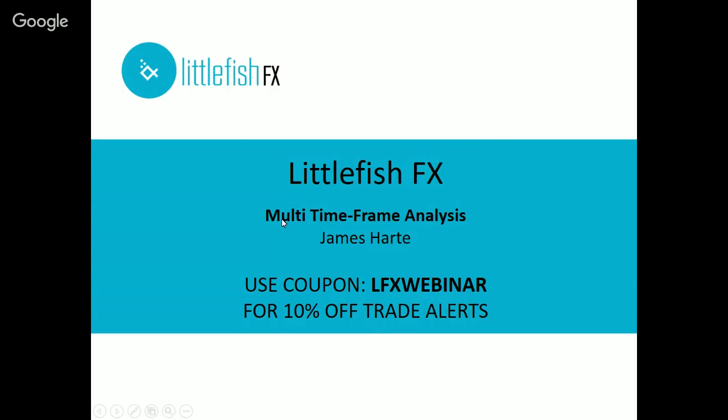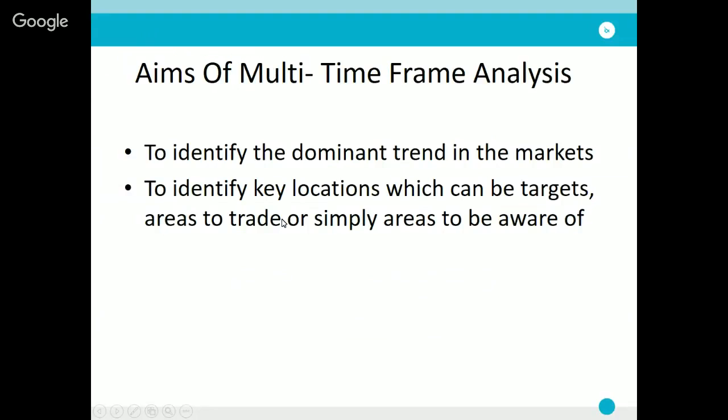Okay, kicking off first of all, let's discuss the aims of multi time frame analysis. The first aim is to identify the dominant trend, if there is one, with which you should be looking to trade to allow for bigger profits. The second one is to identify key locations, which can be areas that you're either going to look to trade or areas that you will target if you're in a trade, or simply areas to watch out for as you trade. As ever, if you have any questions during the session, please just write them in the chat function and I will stop as we go along to answer them.